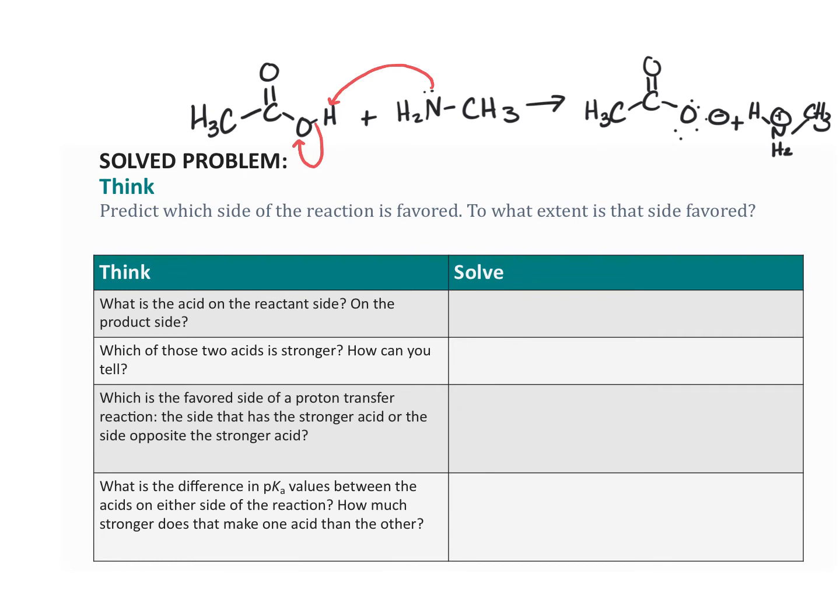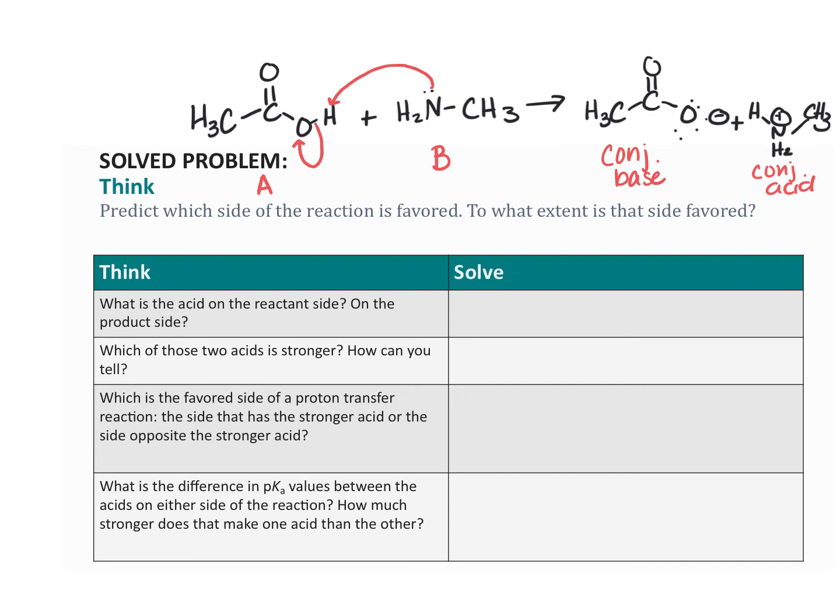When I do this, I can identify what the acids are. So if we look here, the CH3, C double bond O, OH, that is an acid because it's donating its proton. So that means that's a base. And so then I can identify this is the conjugate base, and then this as the conjugate acid.